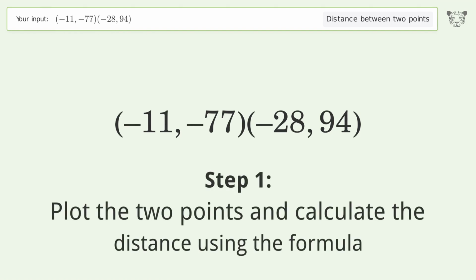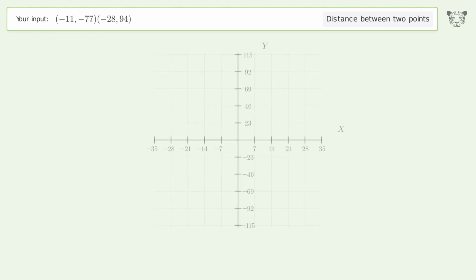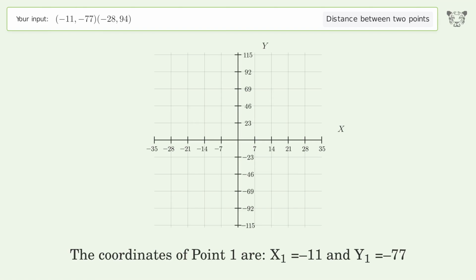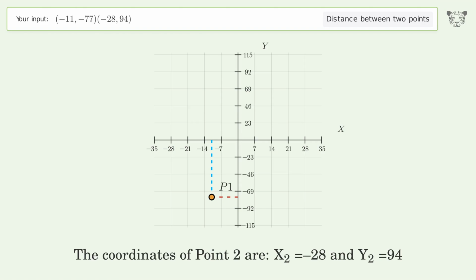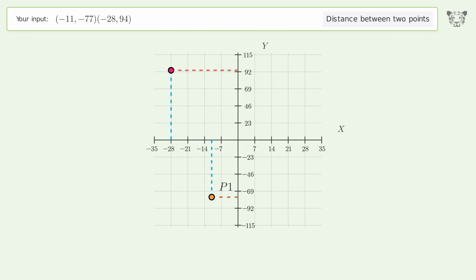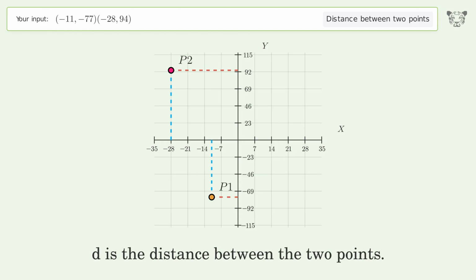Plot the 2 points and calculate the distance using the formula. The coordinates of point 1 are, x1 equals -11 and y1 equals -77. The coordinates of point 2 are, x2 equals -28 and y2 equals 94. D is the distance between the 2 points.